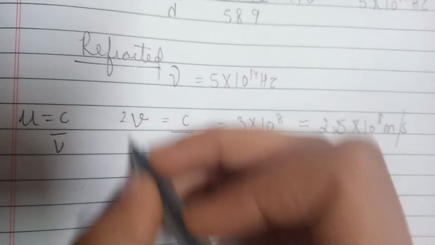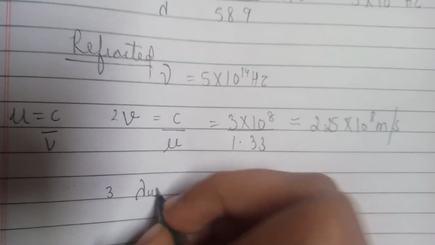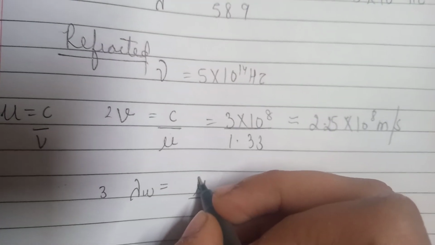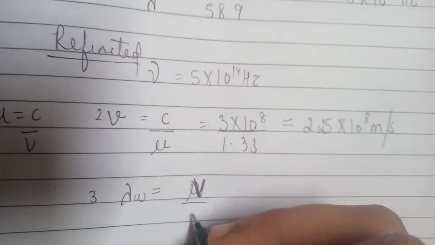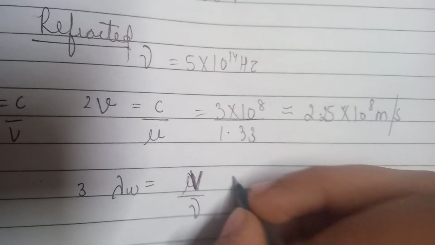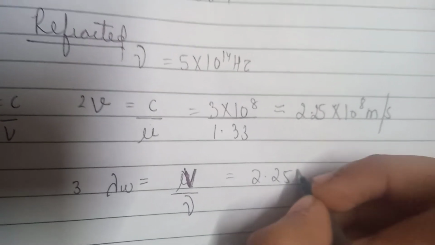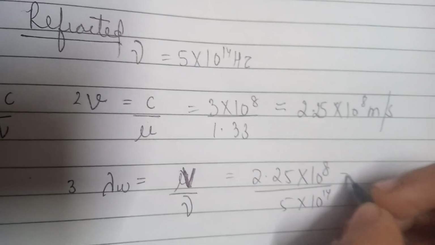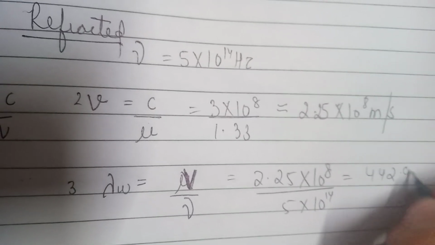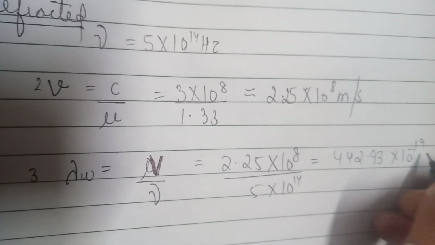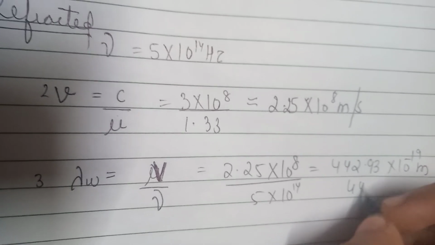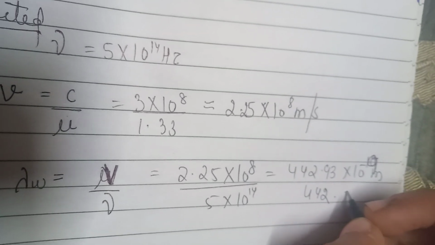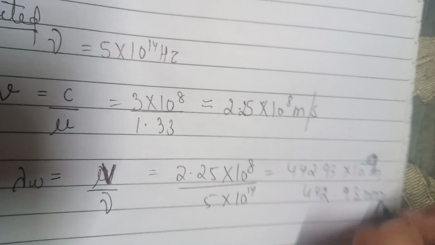And third is wavelength. Wavelength in water will be equal to, you can derive from here, v by frequency. Okay, sorry. It comes to about 442 nanometers.